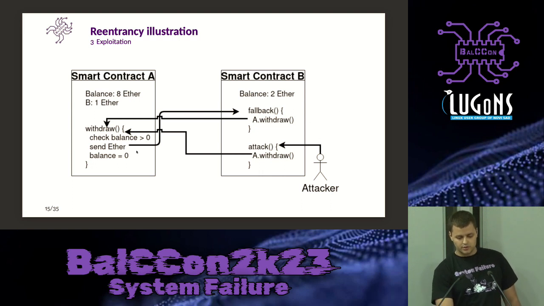The balance will be set to 0, but contract A won't have the 8 Ether anymore, it will have far less. In practice, it's not this direct. There are indirect calls, there are hidden things, but this is the logic of the attack, and this is the most common one.